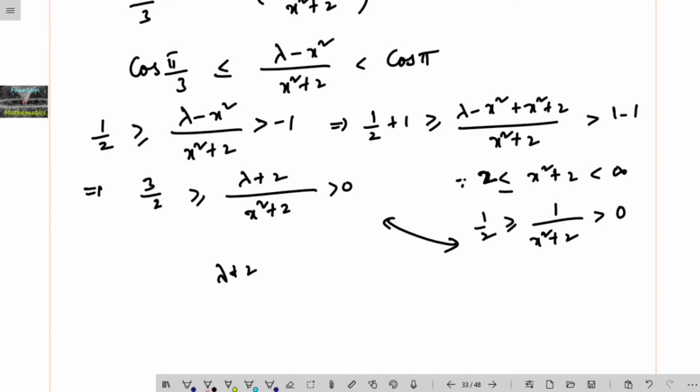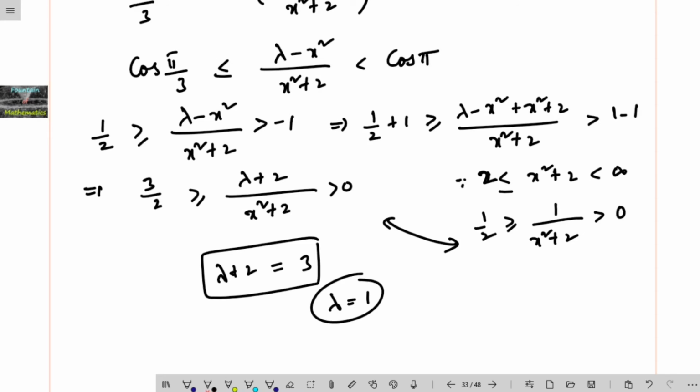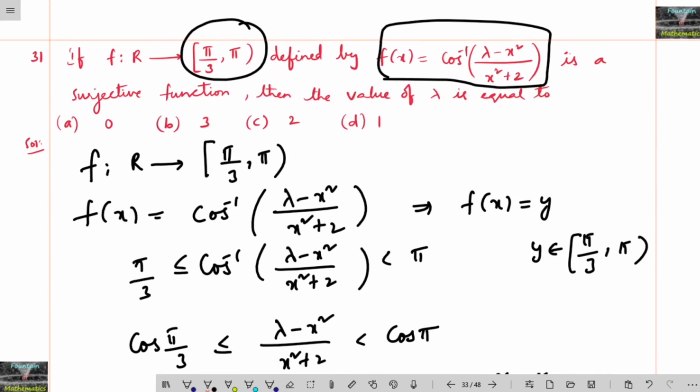we can write lambda plus 2 is equal to 3, and hence lambda is equal to 1. Just comparing on both sides, or here you can just multiply, otherwise (lambda plus 2) upon (x square plus 2) is greater than 0, and here (lambda plus 2) upon 2, right? So then we can take lambda plus 2 is nothing but 3, so lambda is equal to 1. So we can go with option D, 1. Next question.